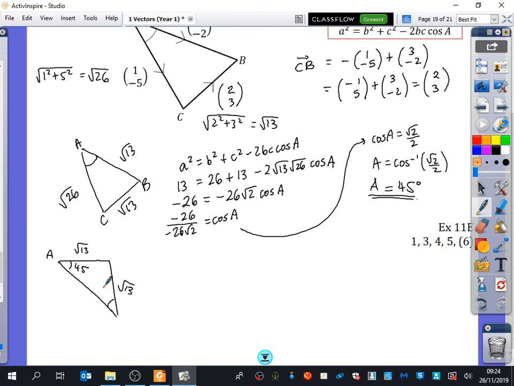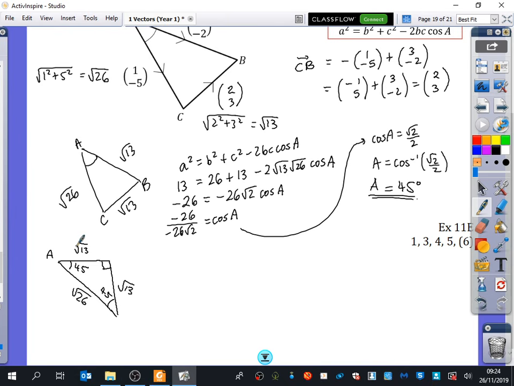So that one must be 45 because this is an isosceles triangle and it's also a right angle triangle. So all of those properties of right angle triangles will work for us as well. We've got the root 13 squared plus root 13 squared is equal to root 26 squared, Pythagoras.